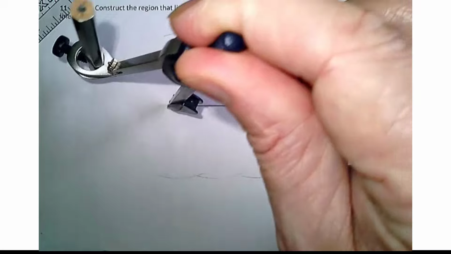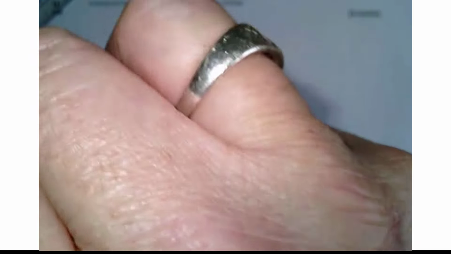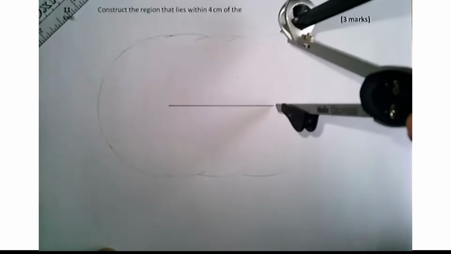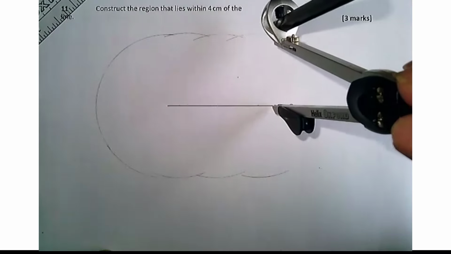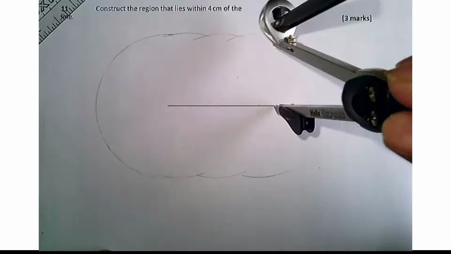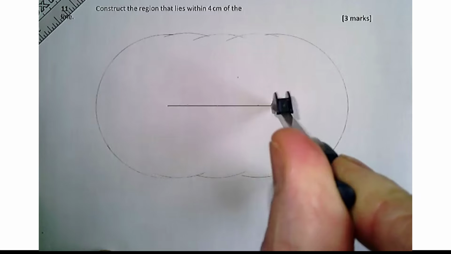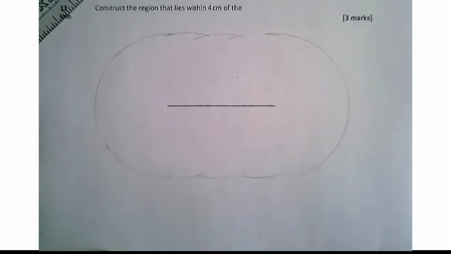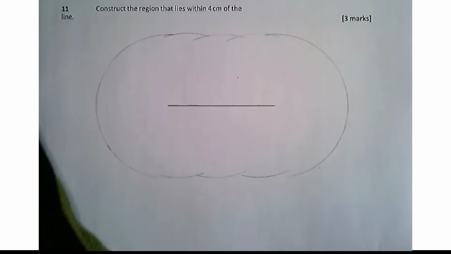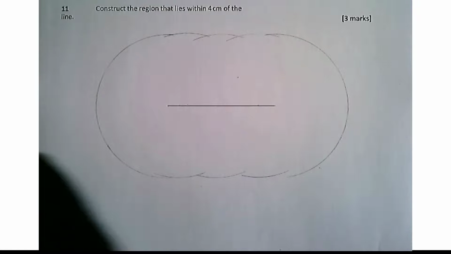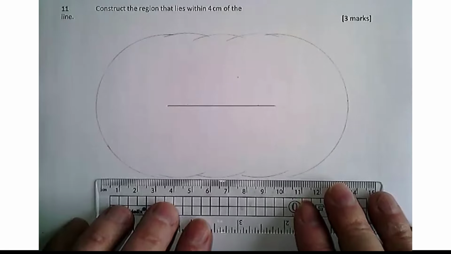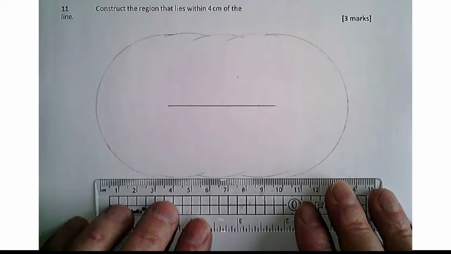While I've got the compass out, I'm just going to do the semicircles that we're going to get at either end. So there's one, and there's the other. So all the points along this semicircle are 4 centimeters away from the end of the line. And then the parallel line is going to be 4 centimeters away from the actual line itself. So then the region we want is going to be all of those points inside the outline.